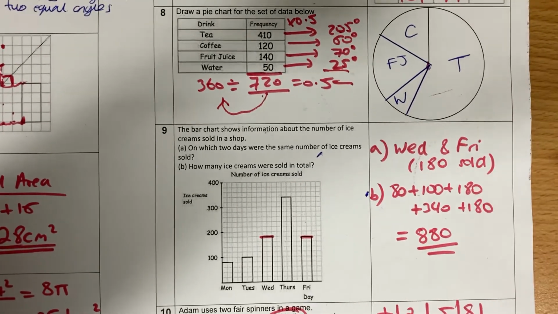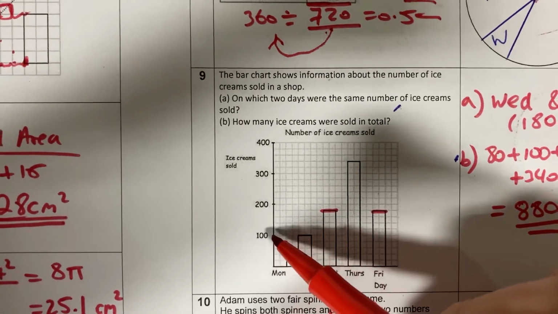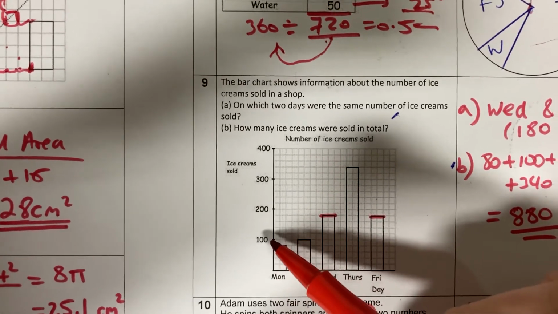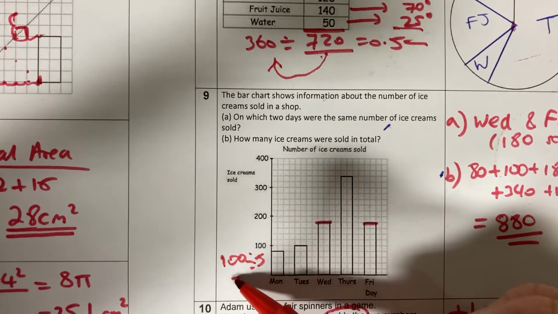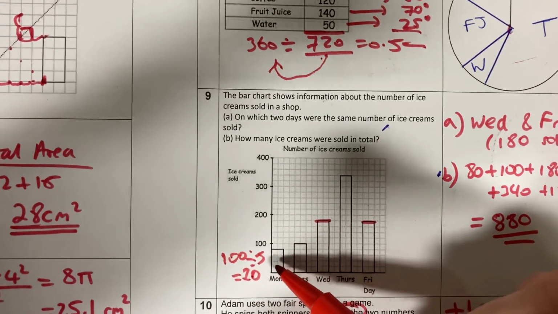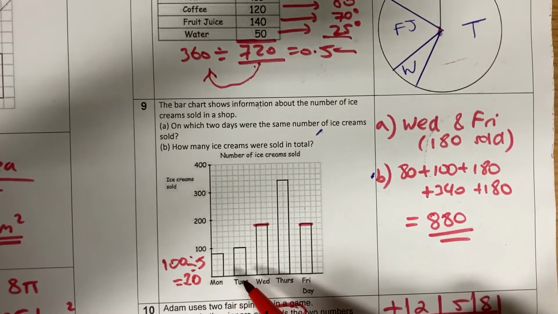For number 9, look at the scale. There are 5 small squares from 0 to 100. So 100 divided by 5 is 20. That means it goes up in 20s. So Monday is 20, 40, 60, 80. Tuesday's 100.